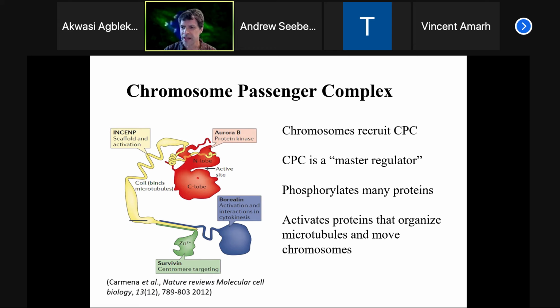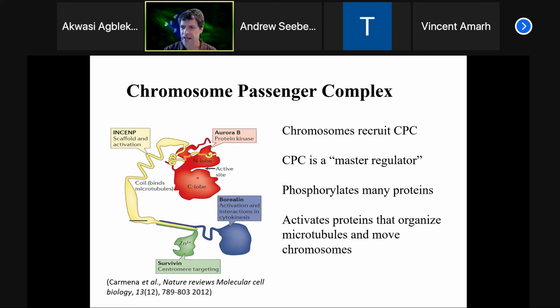And this phenotype, seeing the complete absence of the spindle, made us think that studying the chromosome passenger complex would allow us to understand how the chromosomes direct assembly of the meiotic spindle. So how does the CPC promote spindle assembly? That's the big question we want to address. Again, the chromosome passenger complex involves these 4 proteins, with 2 of them being targeting subunits.